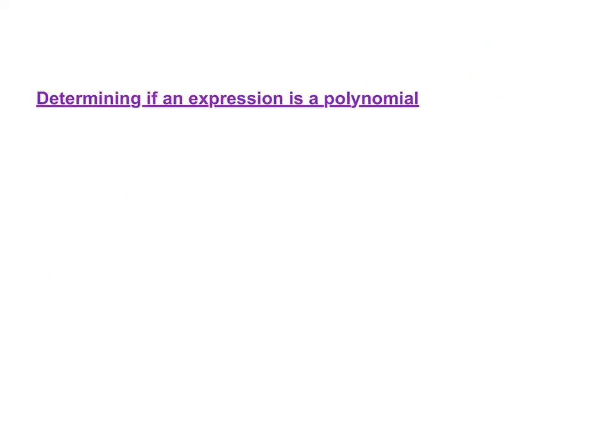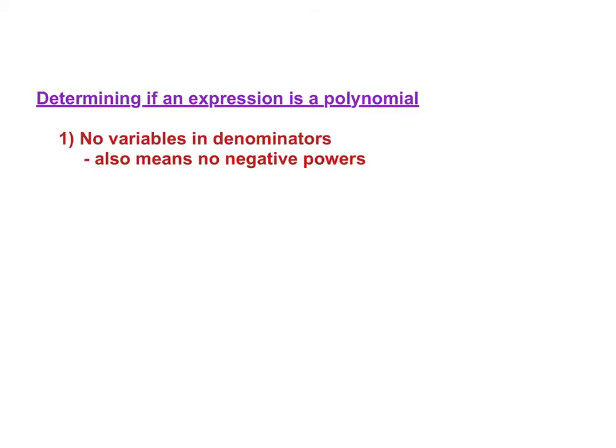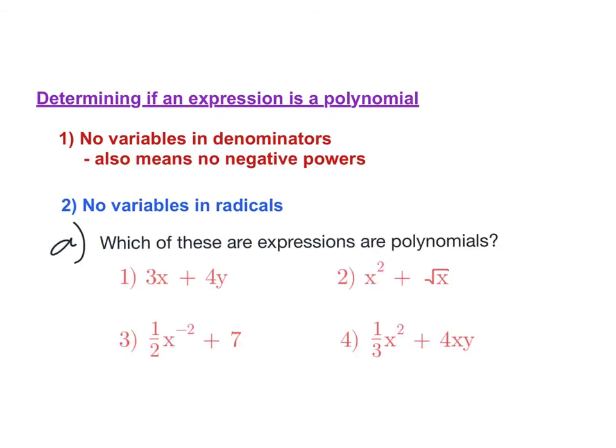Next, determining if an expression is a polynomial. This is important. We talked a little bit about polynomials. Here's what you have to know. There's no variables in denominators. A variable in the denominator means it can't be a polynomial. This means no negative power. So if you have a negative power, that's just a regular negative power, x to the negative 2. X to the negative 2 really is a variable in the denominator. So no variable denominators. No variables in radicals.